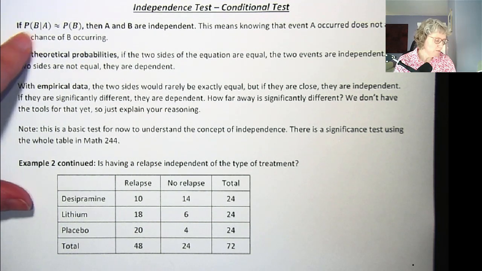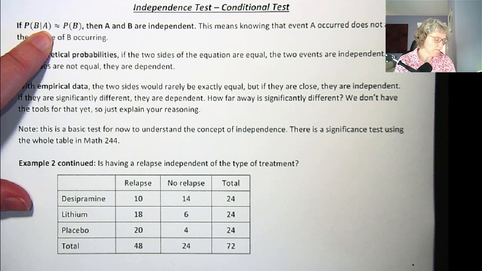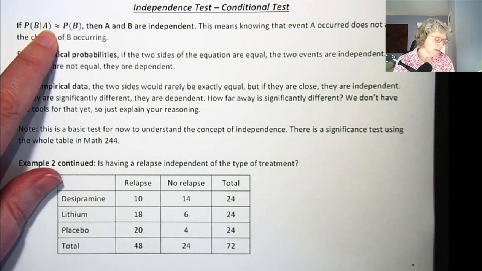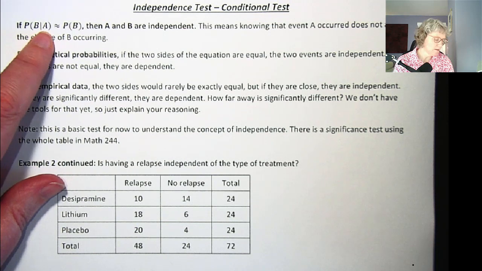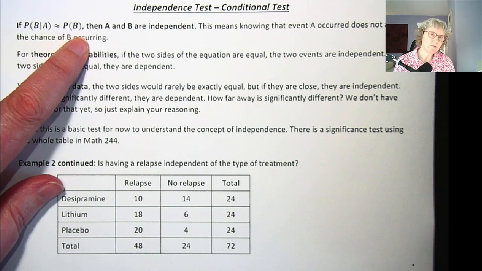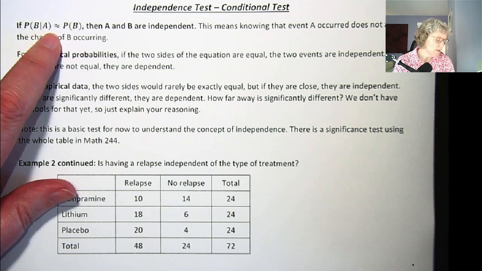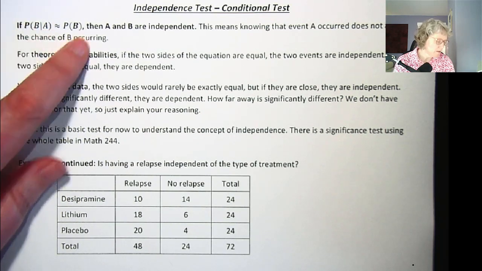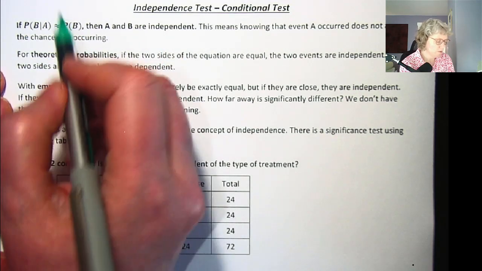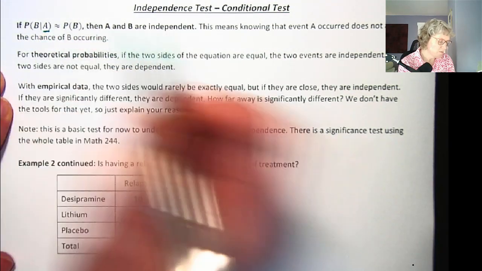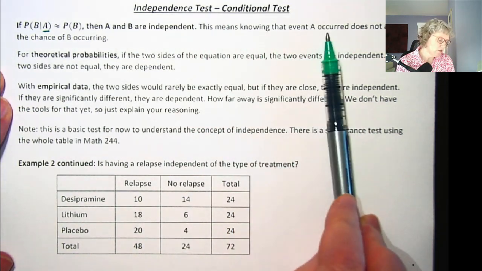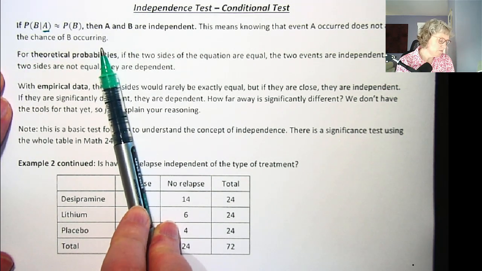So the conditional probability is written as B given A, and A is the given piece, right? If that's really close to the probability of B, then that means knowing A did not affect the probability of B occurring. So if A doesn't affect B, then they're independent from each other. Okay, so if knowing A doesn't affect B, they're independent. So that's where this statement comes from. And it's written out in words here too: this means that knowing event A occurred does not affect the chance of B occurring.